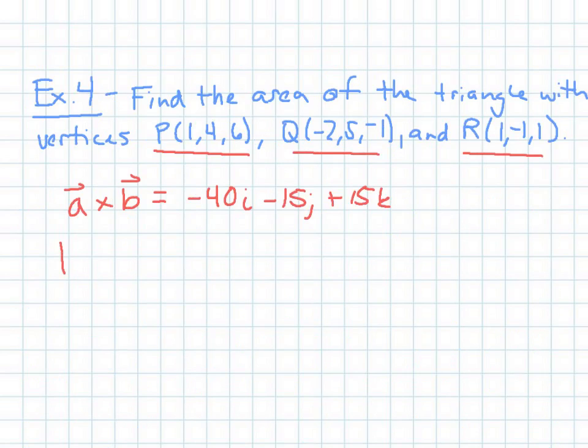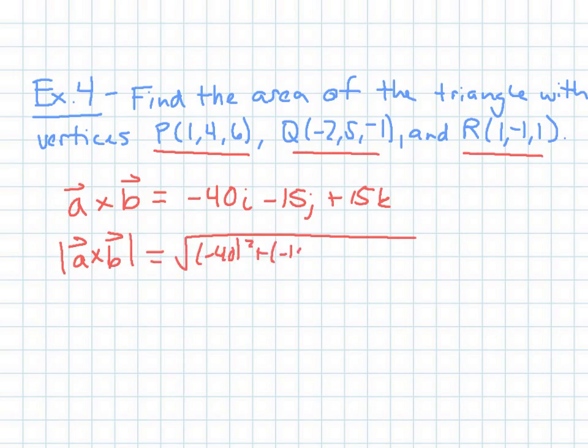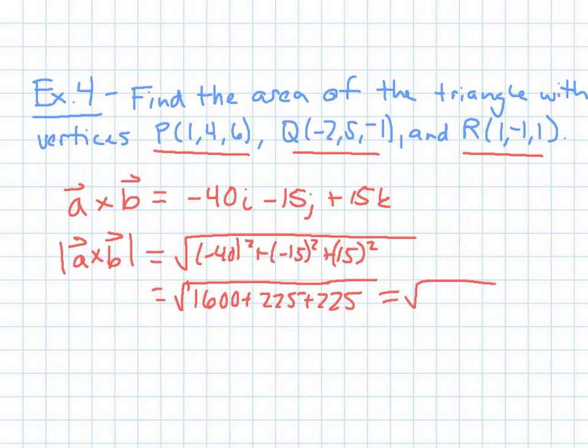So the magnitude of this cross product would be, now negative 40 squared would be 1,600 plus 15 squared is 225 plus another 225. Okay, you add those all together, that gets you 2,050. Now we can simplify that to 5 square root of 82. Okay, now that's the area of the parallelogram.